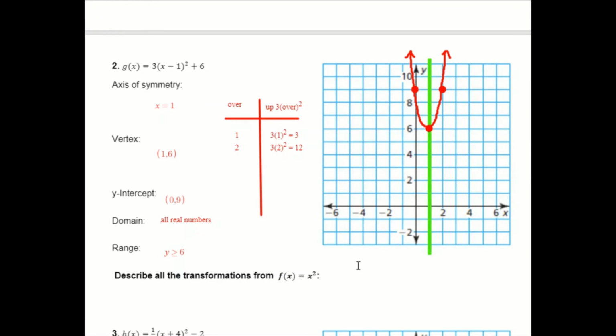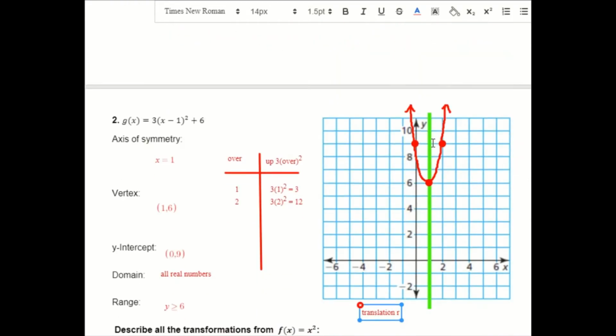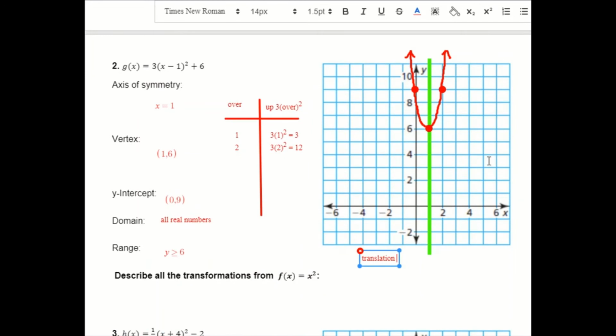So let's describe the transformations here. We don't have the reflection, so we're only going to end up with 3 transformations. Particularly, we have a translation to the right. How did I word that before? Did I say right first? Okay, so I said the units. So translation, 1 unit right. Then we have a vertical stretch by a factor of 3. And then finally we have a translation 6 units up.